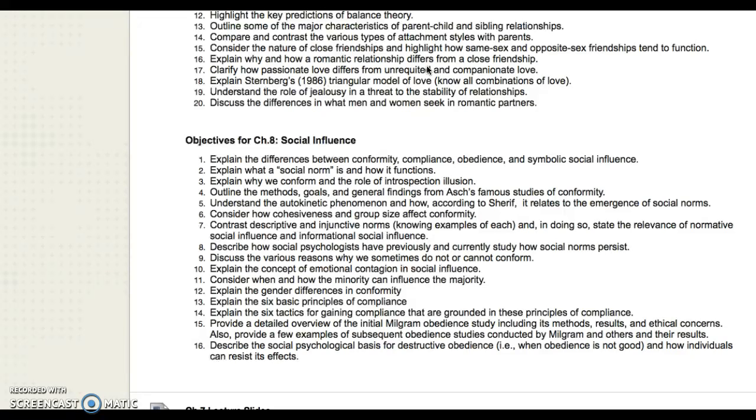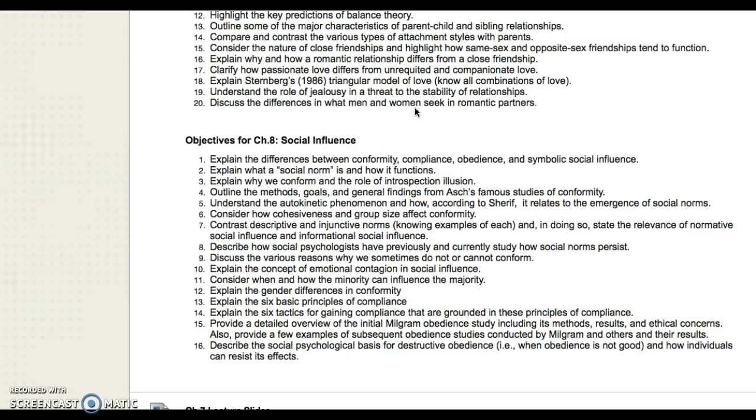And then we'll get into some key differences between a romantic relationship and friendships, get into Sternberg's theory of love, the triangular model, which talks about all the different combinations we see when it comes to love, and then some gender differences in terms of what men and women seek in romantic partners. Okay, so that finishes that chapter.